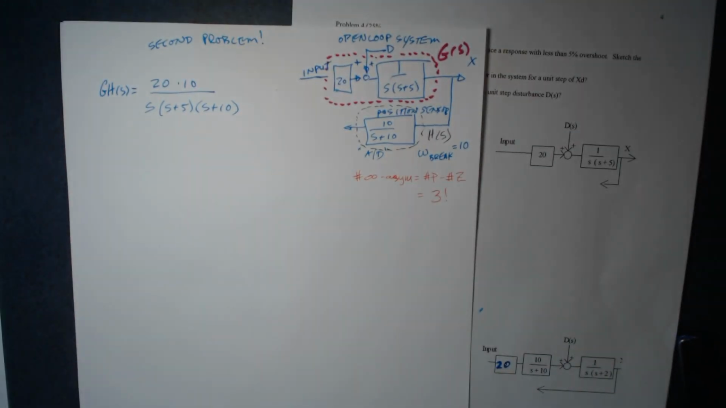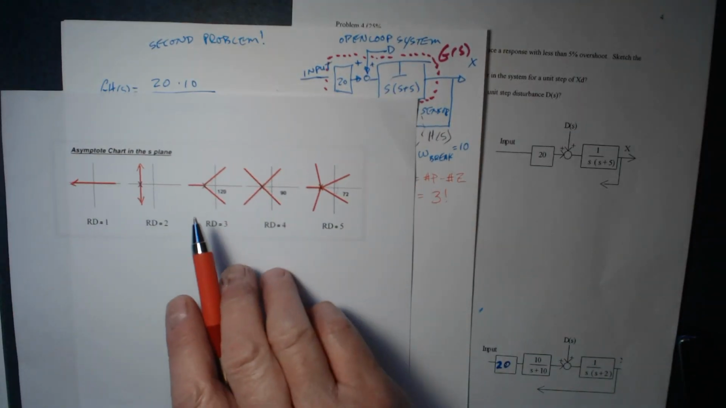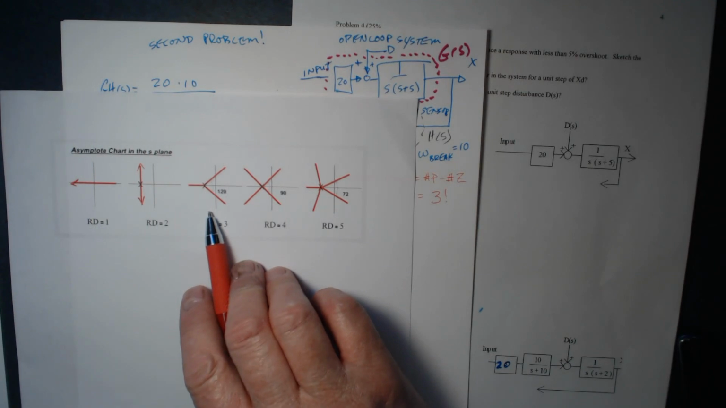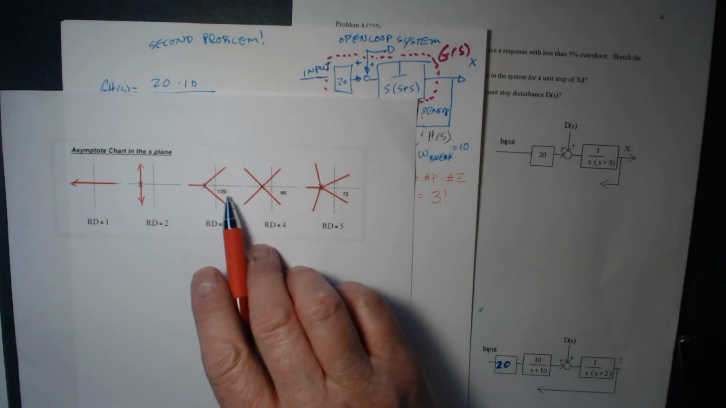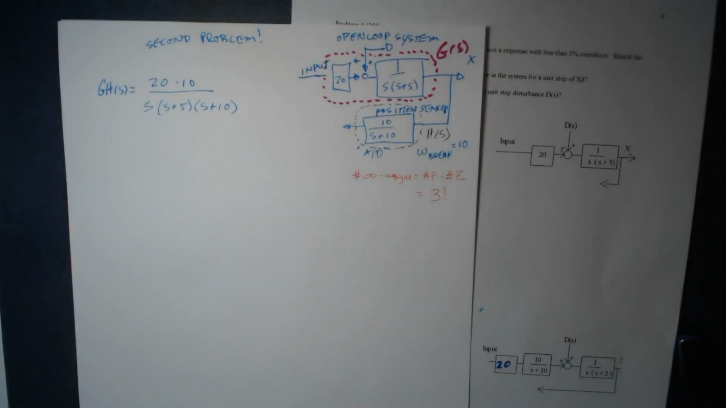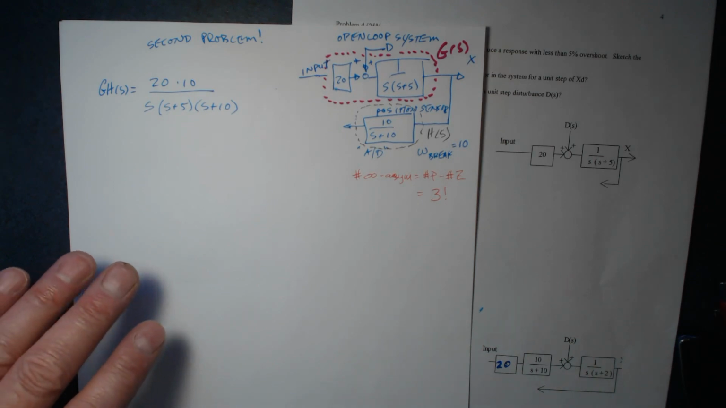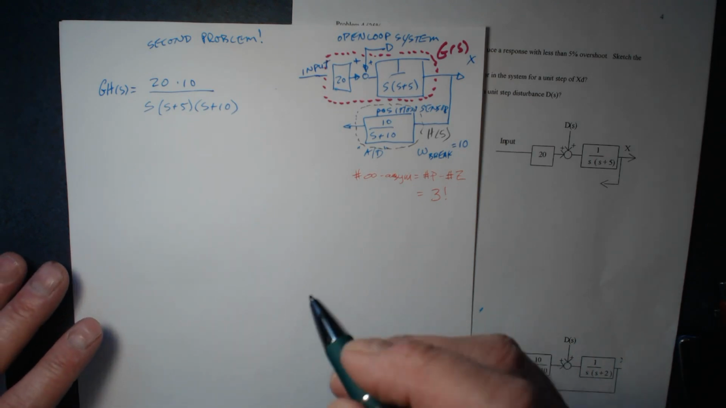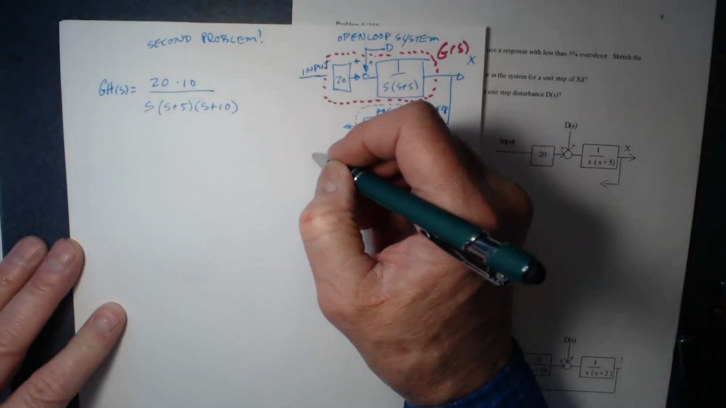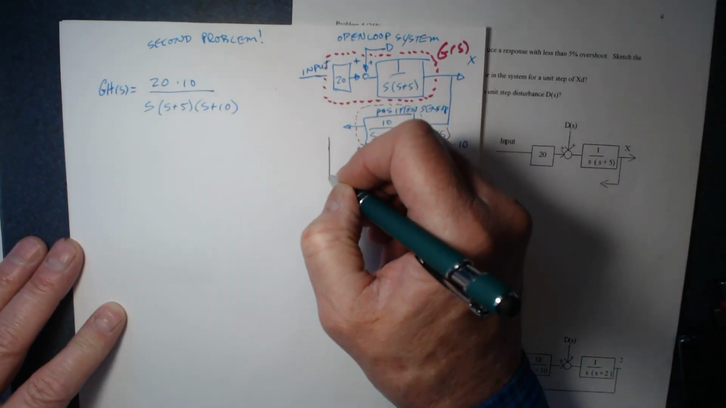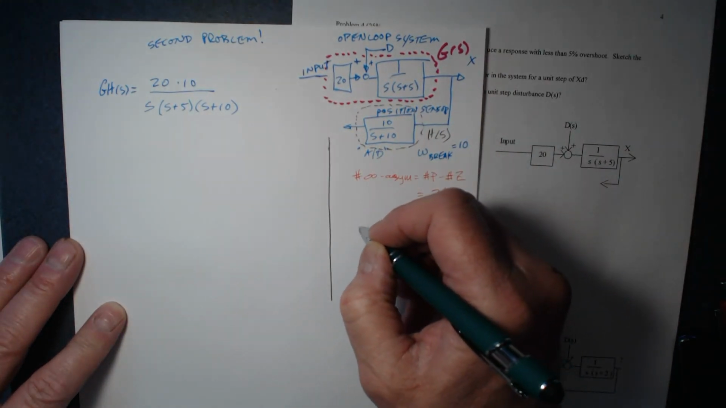Yay, 3. Oh my goodness, I have to come over here and look at this thing. That's dividing it into 3, so the angles are plus or minus 60 degrees. Okay, so I'm just going to draw the root locus for this. Here goes the root locus.